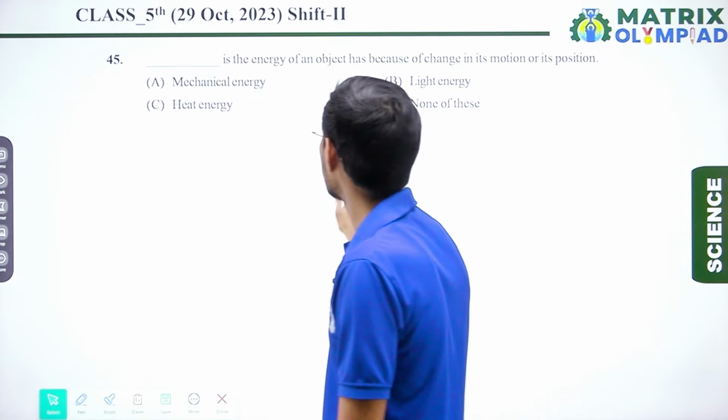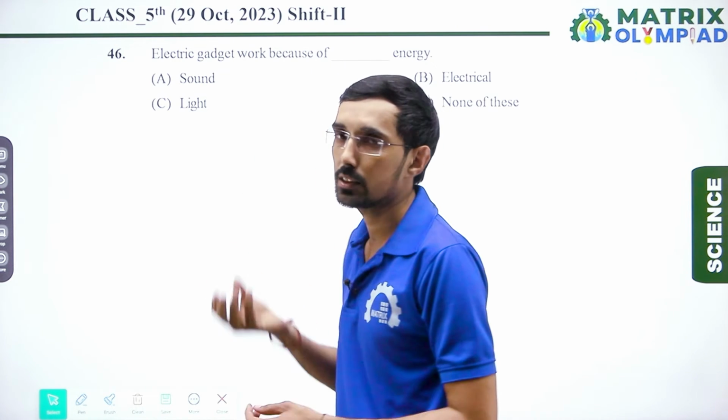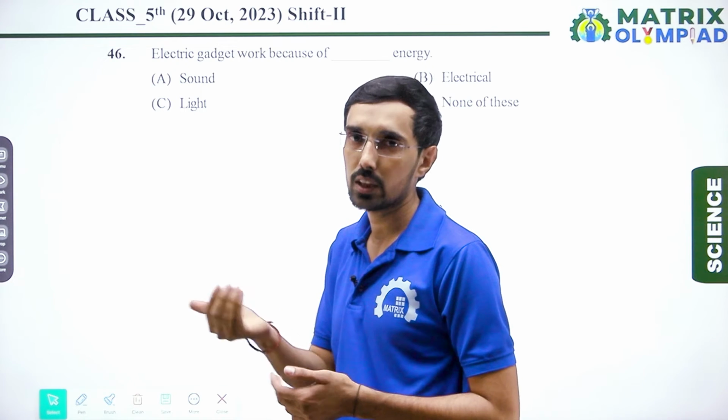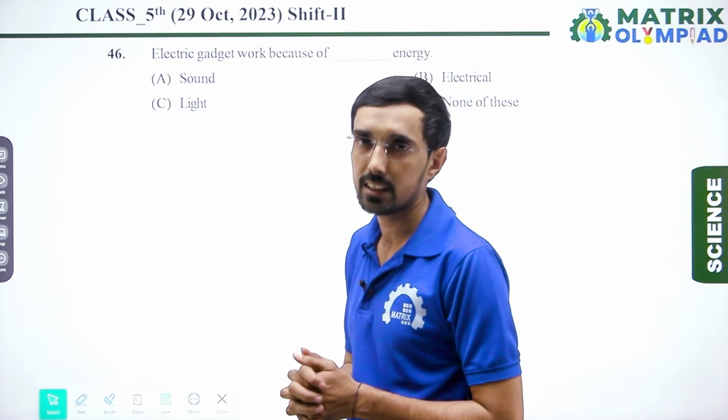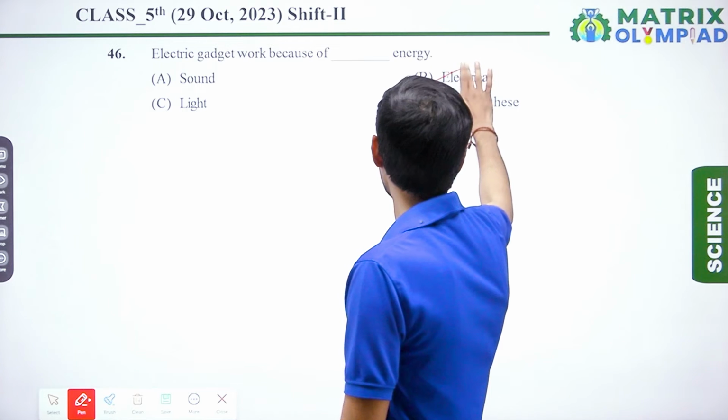Next question. Electric gadgets work because of which kind of energy? That energy is known as electrical energy. So our correct option will be option B.